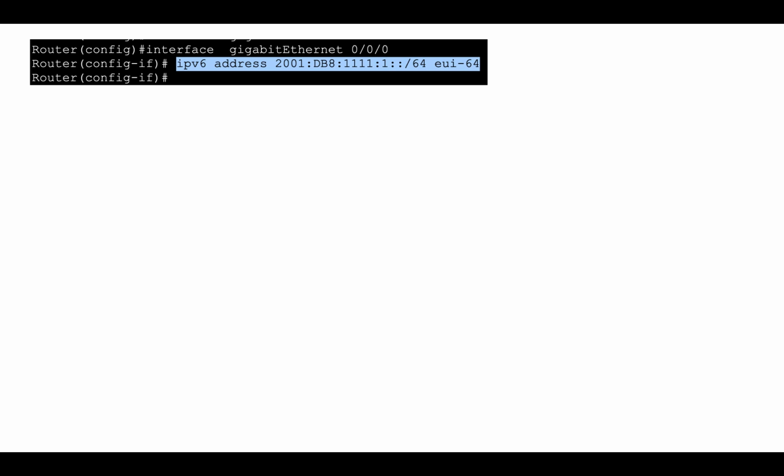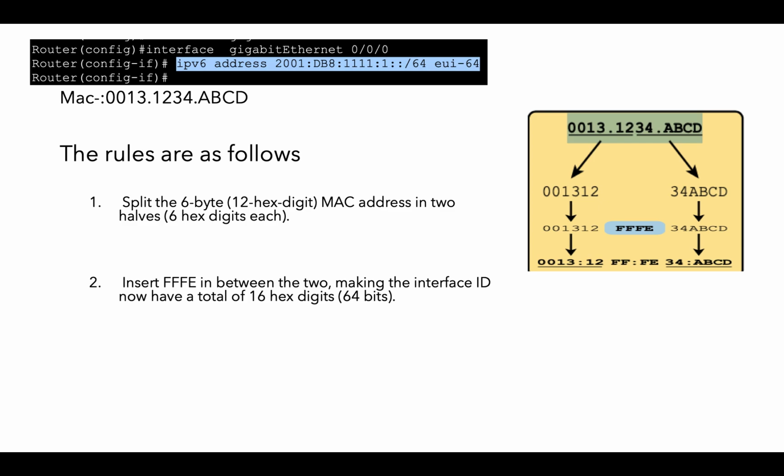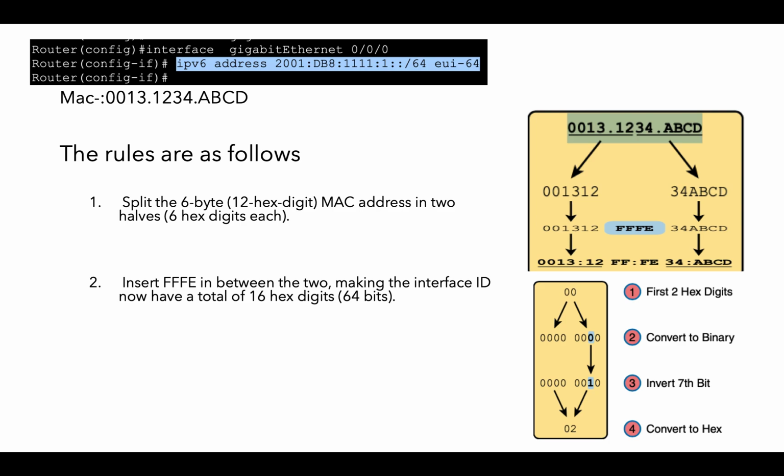We have to use the IPv6 prefix 2001:db8:1:1::/64 along with the EUI-64 code. The MAC address for this interface is 0013.1234.abcd. So, to generate the unique interface ID, the EUI-64 rules are as follows. Split the 6-byte, that is 12-hex-digit, MAC address into two halves, 6 hex digits each. Then insert FFFE in between the two, making the interface ID now have a total of 16 hex digits, that is 64 bits. Third rule, invert the 7th bit of the interface ID.